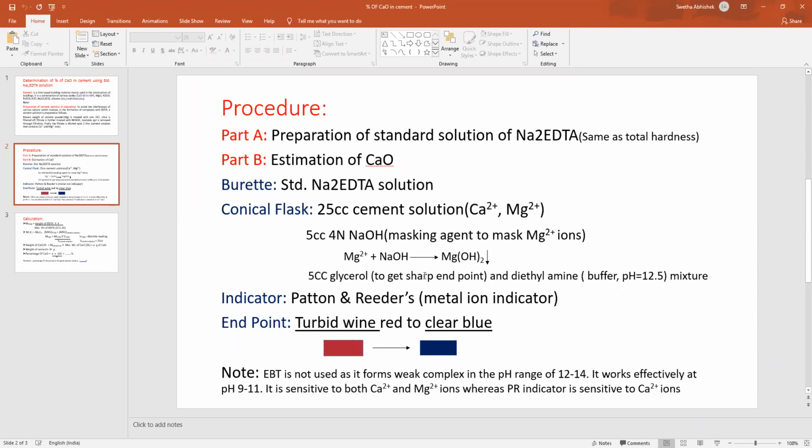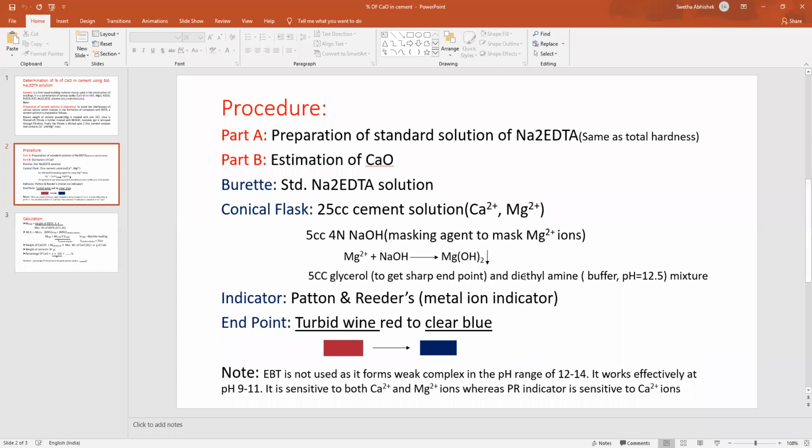Here glycerol is used to get a sharp endpoint, and the sharp endpoint is required because of this turbidity. Because of this turbidity, some secondary reactions occur. To avoid those secondary reactions, we add glycerol, which helps in getting a sharp endpoint. So what is the role of glycerol? To get a sharp endpoint.